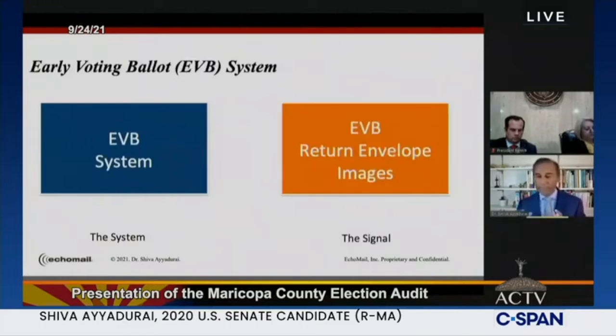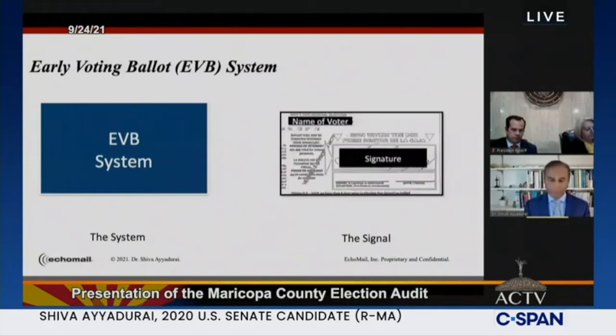So in this case, what we're looking at is we have the early voting ballot system, and we have the early voting ballot return envelope images. These are the signals that we received to try to figure out what's going on inside that system. So you have the reality of what took place, and you have the expression of that which is embodied in those images.